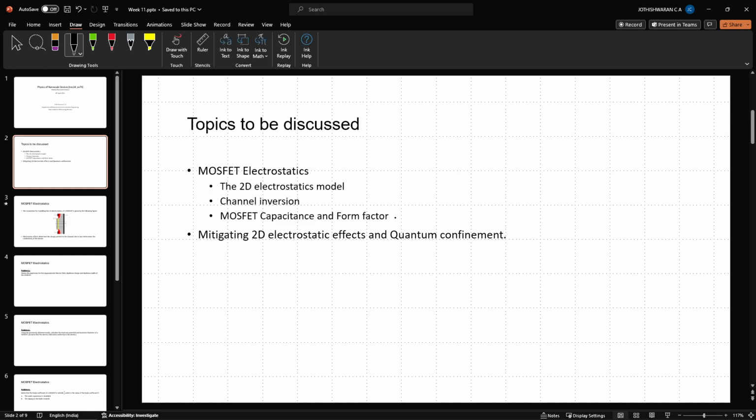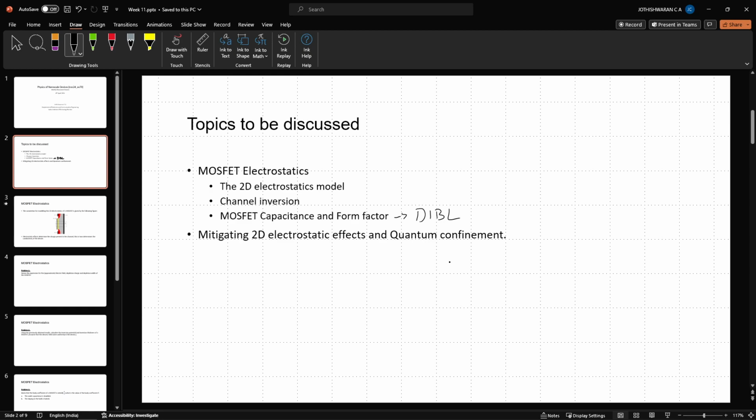So over here, we shall finally see the effects of electrostatic effects such as DIBL. Form factor is very important in that regard. And after that, we shall have a brief discussion about mitigating these electrostatic effects in MOSFETs. And through that, we will enter a very brief discussion of quantum confinement.